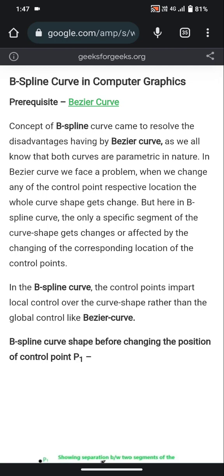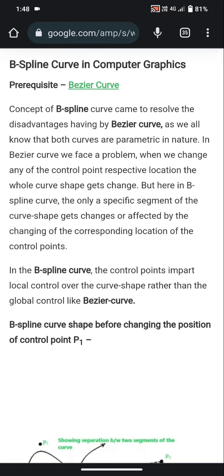Hello everyone. Today I'm going to explain the B-spline curve in computer graphics. The concept of B-spline curves came to resolve the disadvantages of Bezier curves. As we all know, both curves are parametric in nature. In Bezier curves, we face a problem: when we change the location of any control point, the whole curve shape changes. But in B-spline curves, only a specific segment of the curve shape is affected by changing the location of the corresponding control points.